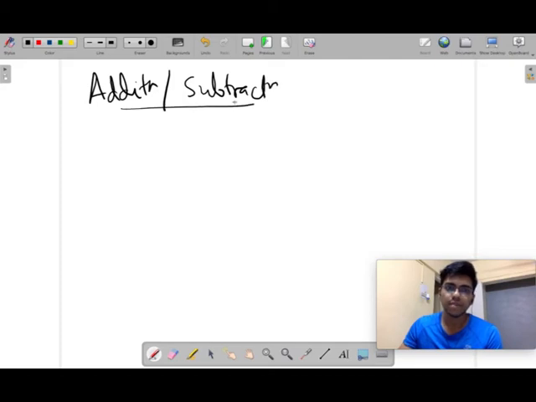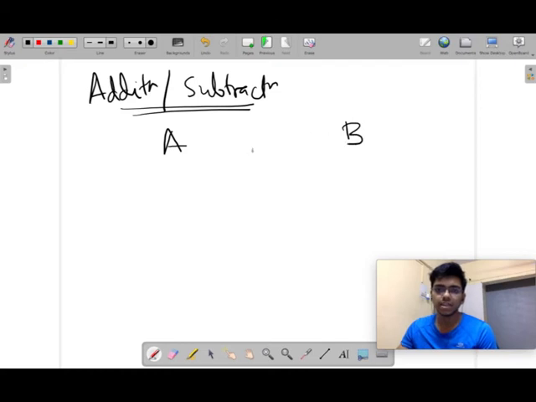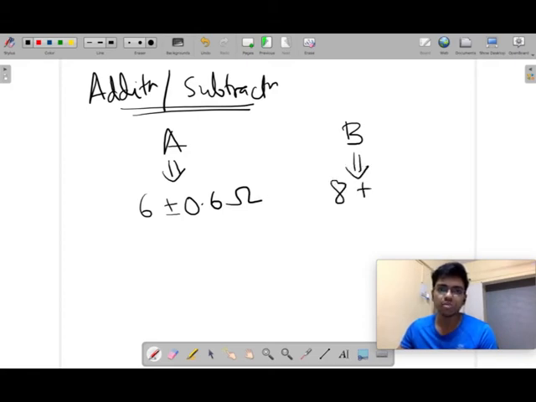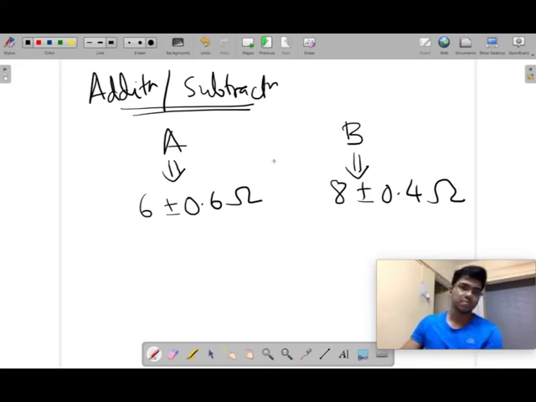And by that, what I mean is, if I give you one quantity A and there's another quantity B, quantity A could be something like, say, resistance of a wire, like 6 ohms plus or minus 0.6 ohm, and this could be some other resistance like 8 ohms plus or minus 0.4 ohms. Now, if I tell you resistance A and resistance B are connected in series, you get A plus B, right? So what is the total error in the overall resistance?